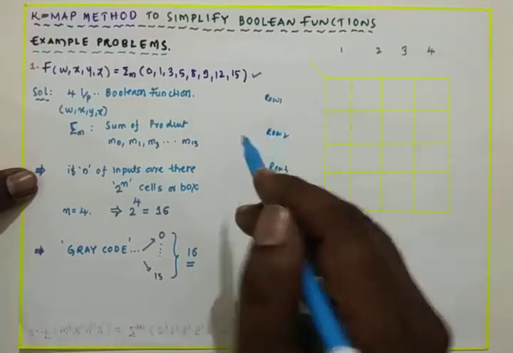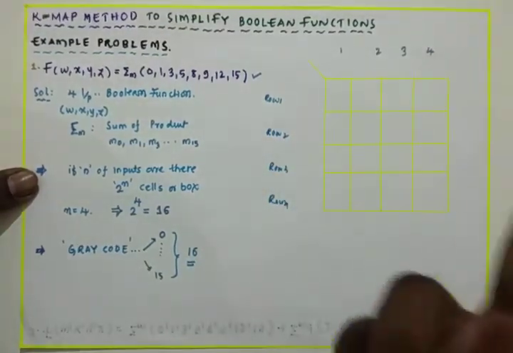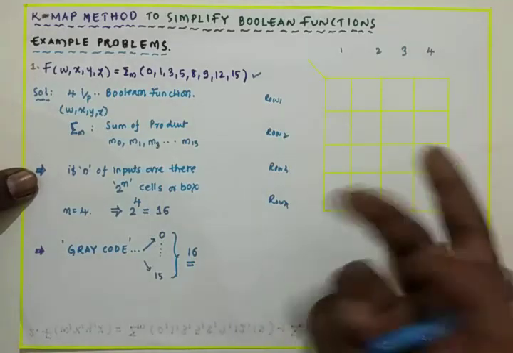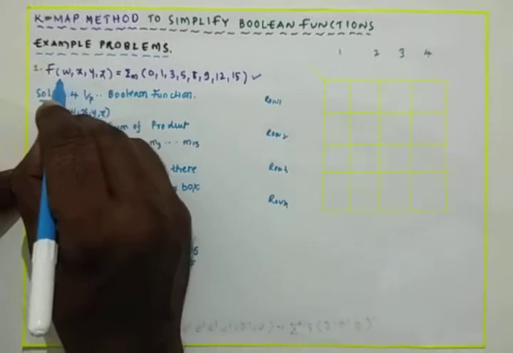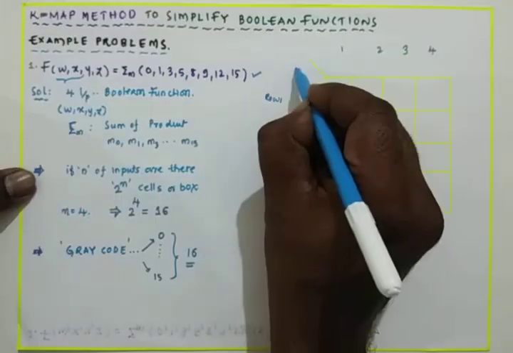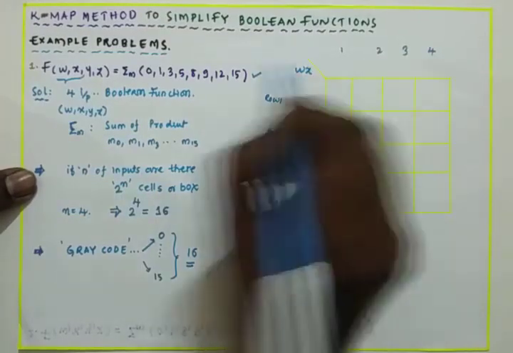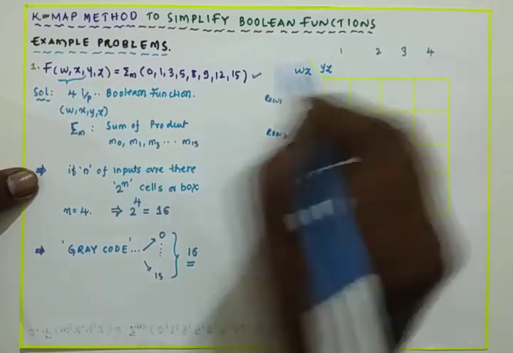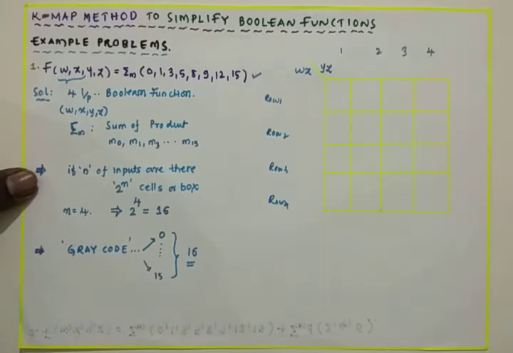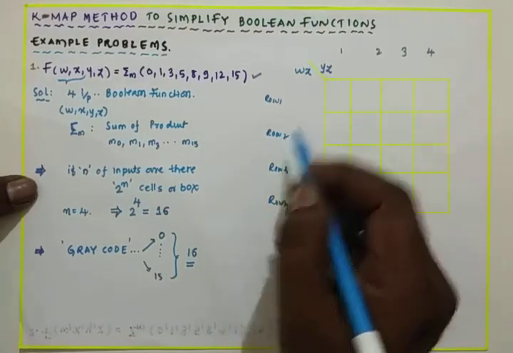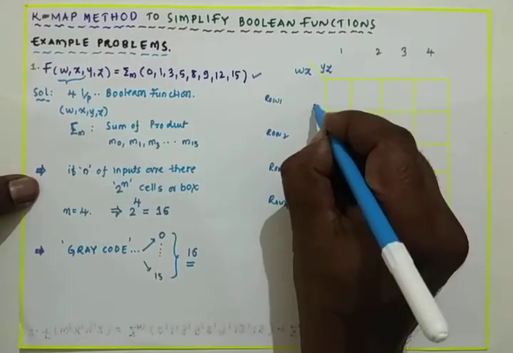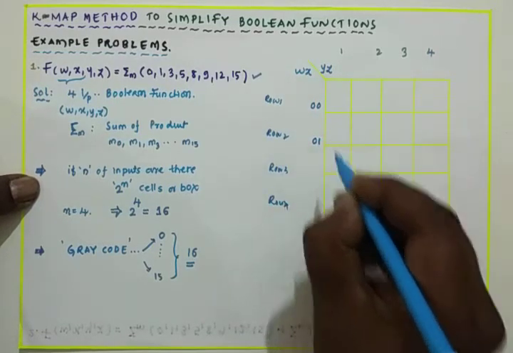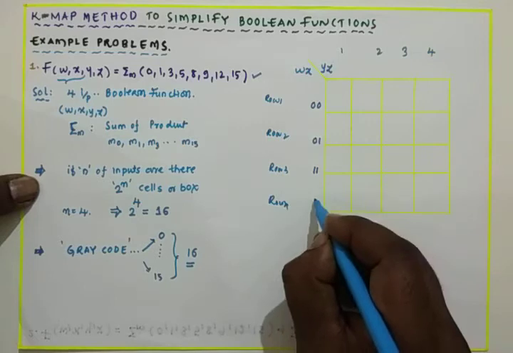4 rows can be represented with 2 variables. That means 0 0, 0 1, 1 1, 1 0. So I can take the first 2 variables here, W, X, and the second 2 variables here, Y, Z. Now I can go with the numbering. This row address is 0 0, this one is 0 1, next one is 1 1, next one is 1 0.